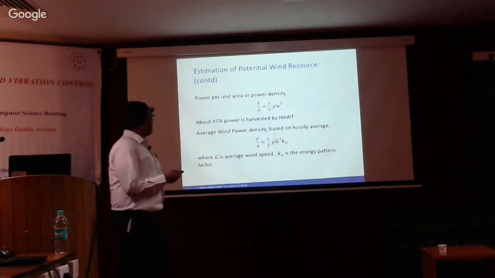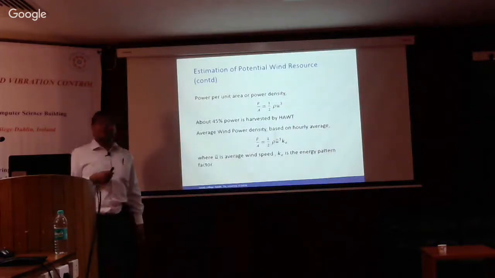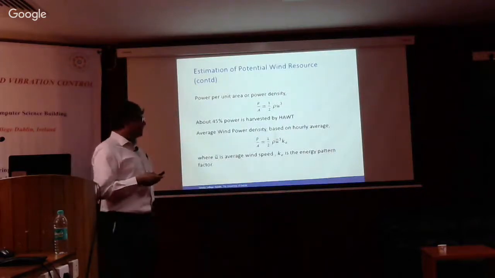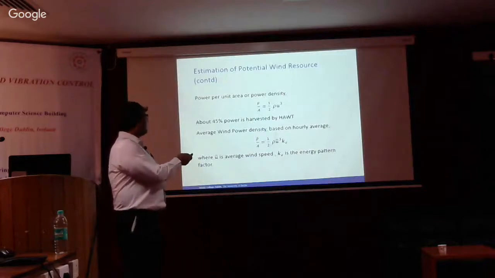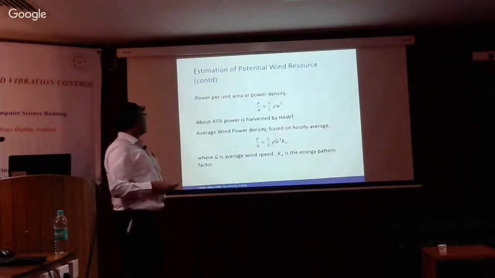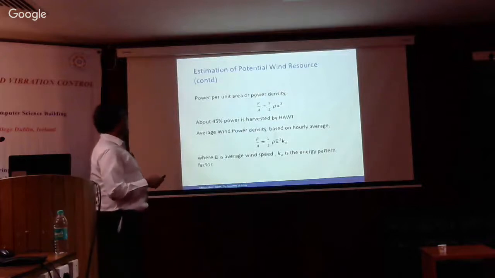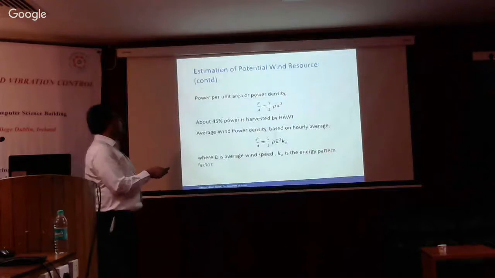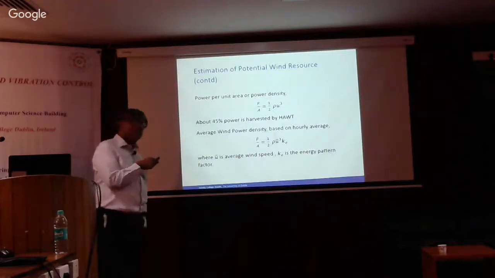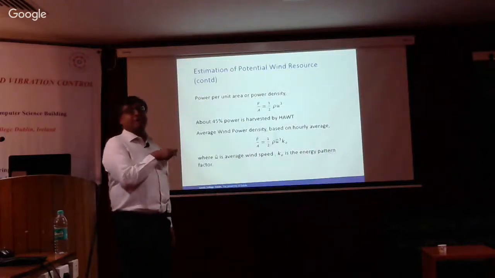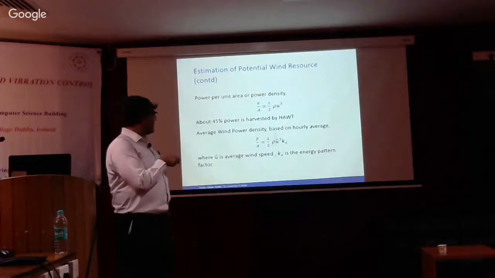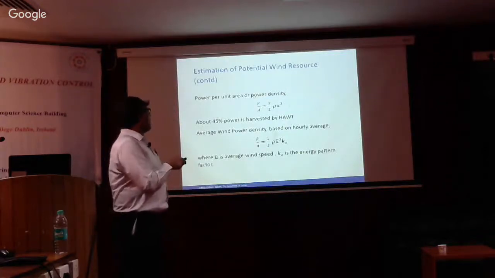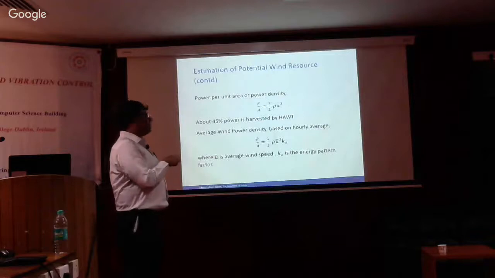So if you know the power, then what is important is the power density. And obviously, you divide the power by area to get the power density, which is half rho U cubed. Now, if you take a horizontal axis wind turbine, approximately 45% of the power is harvested by this HAWT. So this is the power that's generated, this is the power that's available in the wind. Now, not all of this power can actually be extracted, and there's a theoretical limit called the Betz limit, we'll see. But typically, about 45% can be harvested.